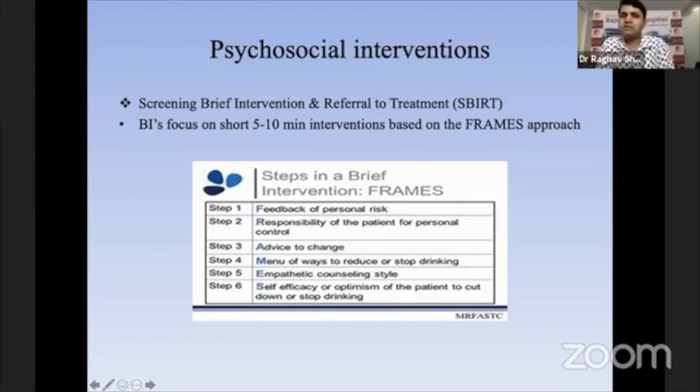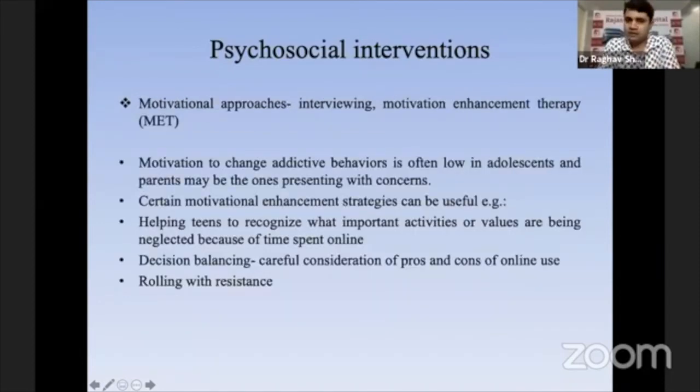Now, compared to this, there are more intensive psychosocial interventions where motivational interviewing approaches are used. Motivational interviewing approaches are in some way more elaborated brief interventions, where a greater amount of time is given to the adolescent, and the therapist is mostly listening and just giving nudges or slight suggestions so that the person himself comes to the conclusion that I want to change my behavior. It's very effective, especially for adolescents who are not currently thinking about their behavior.